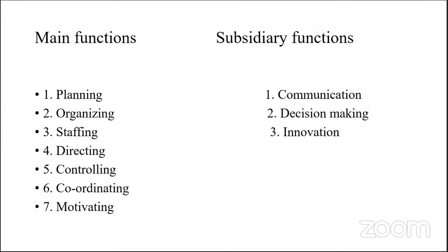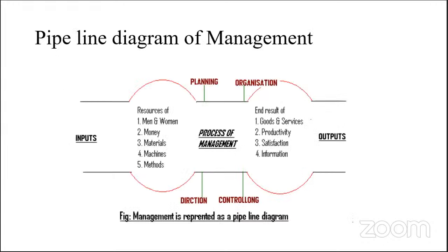Here we also have main functions and subsidiary functions. Communication, decision making, and innovation are subsidiary functions followed by main functions at various levels. At planning also we need communication, decision making, innovation, and organization. So at every stage of these seven basic main functions, the subsidiary functions will be aligned. Decision making is very important in order to deliver the project.